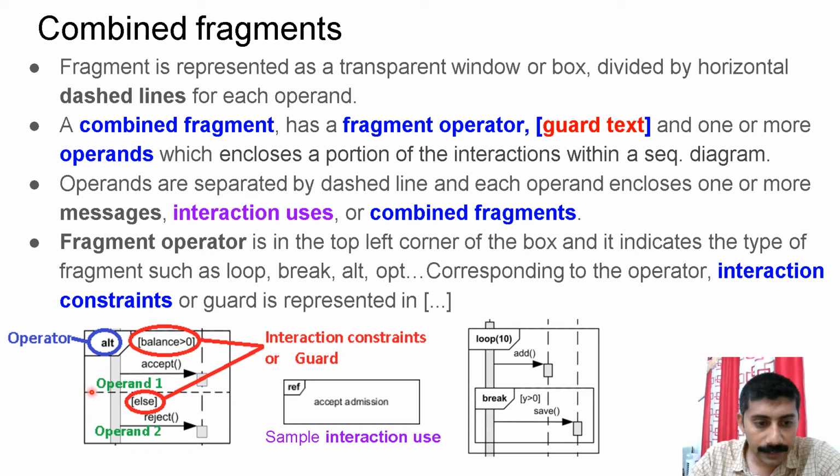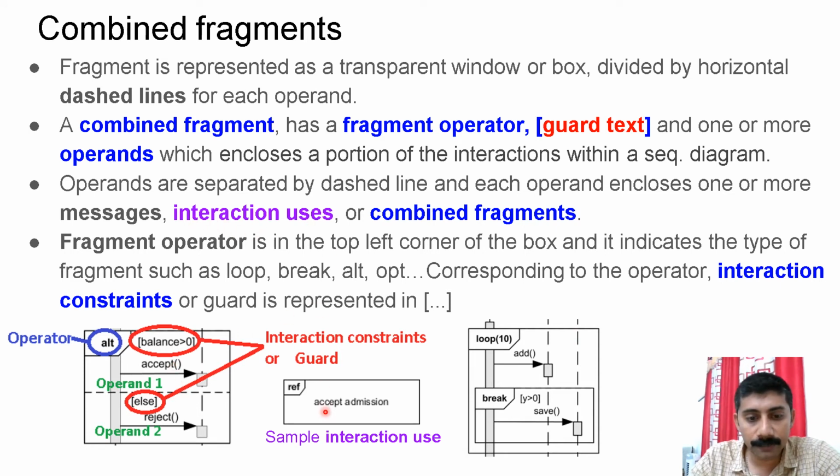Within your fragment, a dashed line is used to separate the operands. Here we have two operands, operand 1 and operand 2, and the logic is something like, if the condition is true, operand 1, else operand 2. And your operand can contain messages, interaction uses, or combined fragments. So a combined fragment is nothing but this one only.